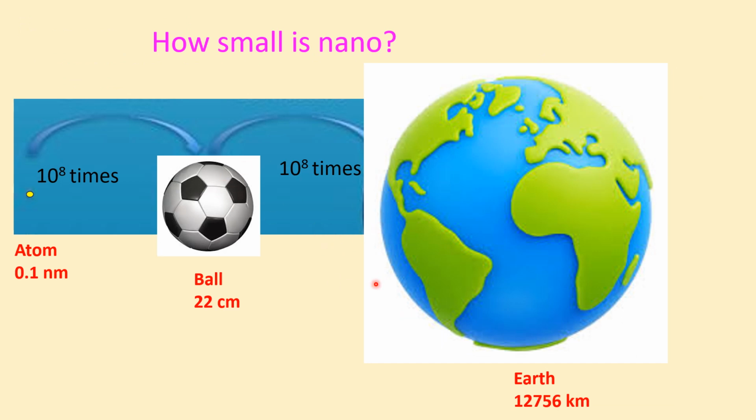In this image we can see that nano is a very small unit. If we compare the radius of the earth, which is around 12,756 kilometers, to a soccer ball, which has a diameter of 22 centimeters, it is a ratio of 10 to the power 8 times. Similarly, if we compare a ball to an atom or nanomaterial, it is again 10 to the power 8 times. An atom has a dimension of 0.1 nanometer, so 10 atoms will make a nanometer. So the nano dimension is very small.